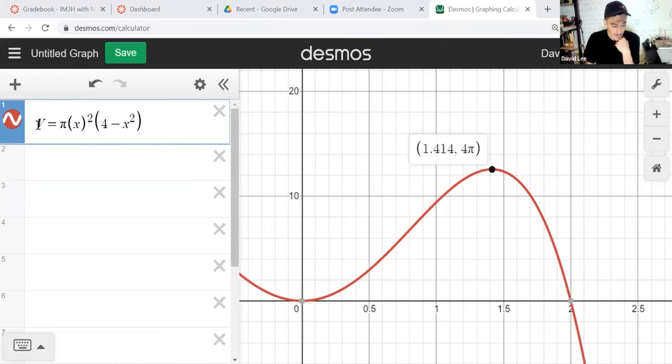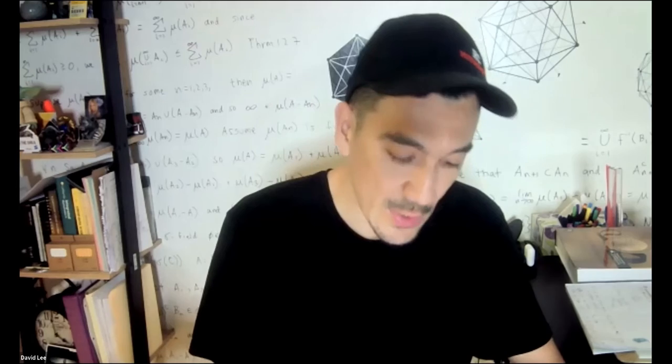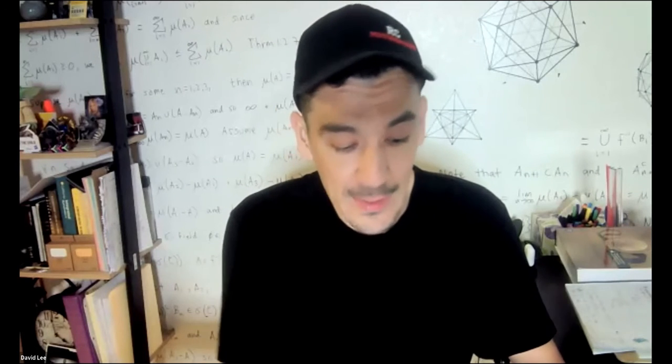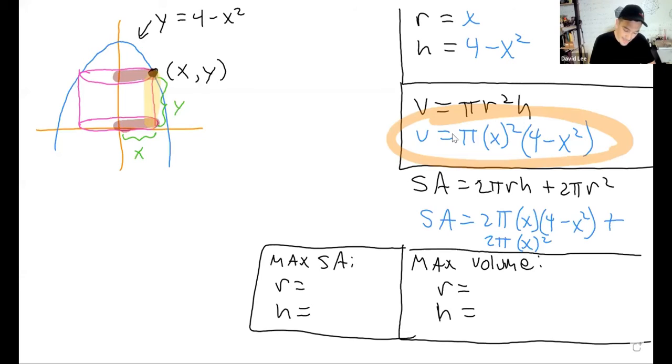You see that? Because here, the input is X, and the output is volume. So the maximum volume is 4 pi, and the X coordinate is 1.414 and some change. So let's go back to our whiteboard, and let's tell them that the maximum volume was 4 pi, and that the radius is 1.414.